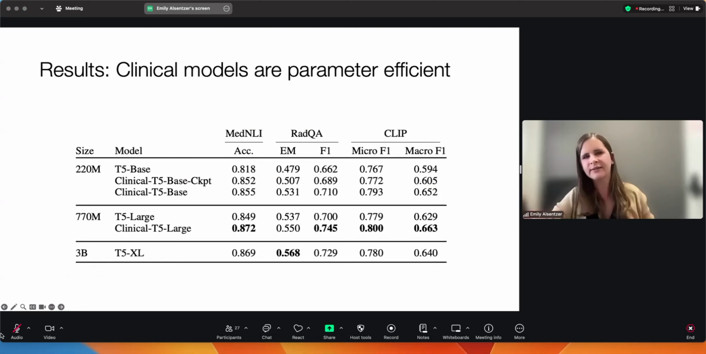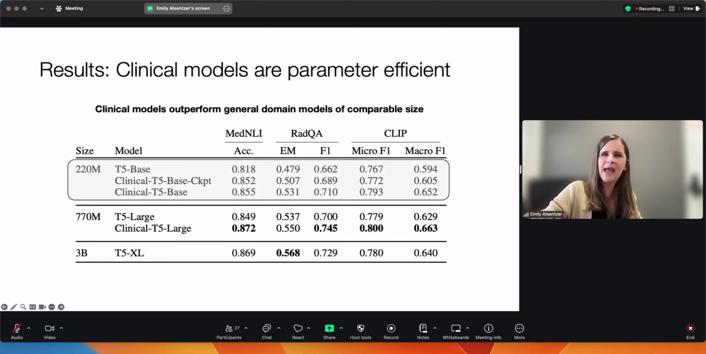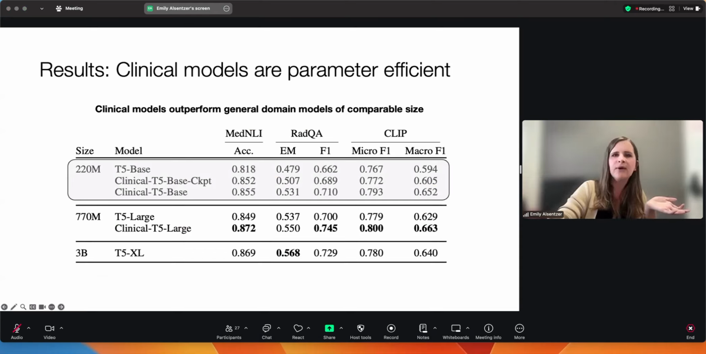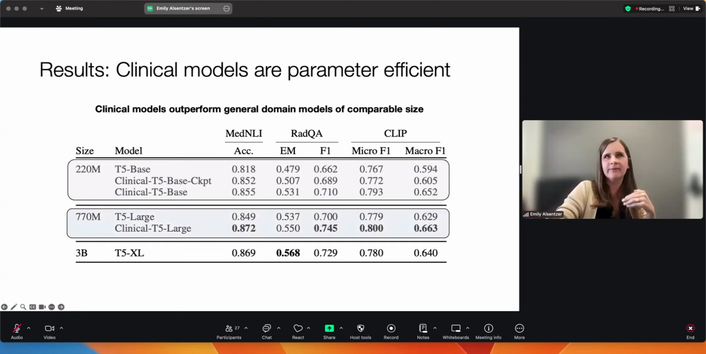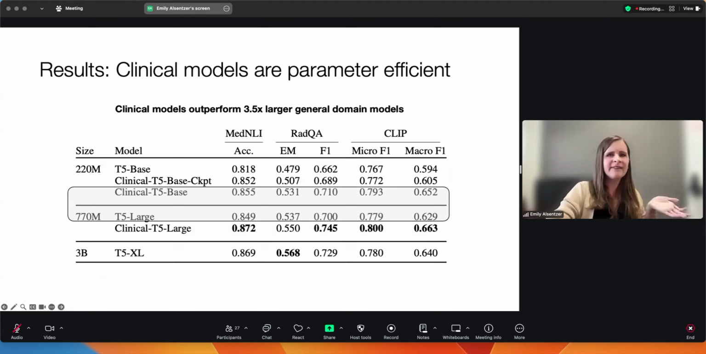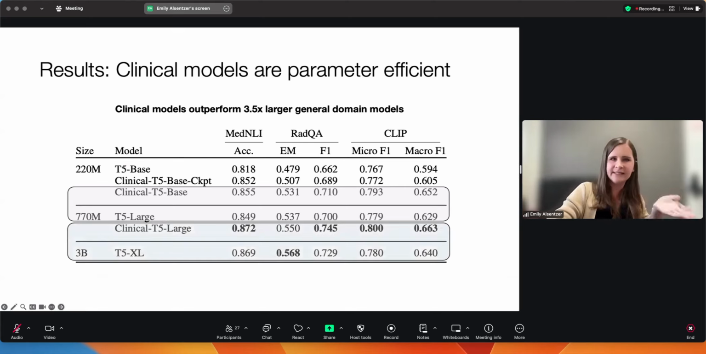So we compared all models across these 3 tasks, and as expected from prior work, the clinical models outperformed general domain models of comparable size. So clinical T5 base outperforms T5 base. Similarly, clinical T5 large outperforms T5 large. We also found that the clinical models can outperform 3.5 times larger general domain models. So here, the 220 million parameter clinical T5 base outperforms the 770 million parameter T5 large. And then you see the same trend again for clinical T5 large and the general domain T5 extra large.